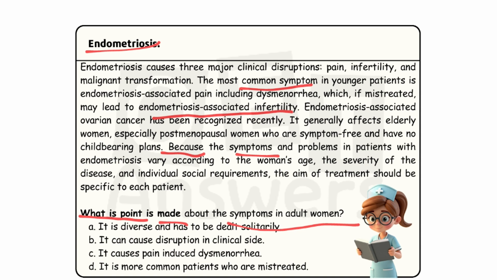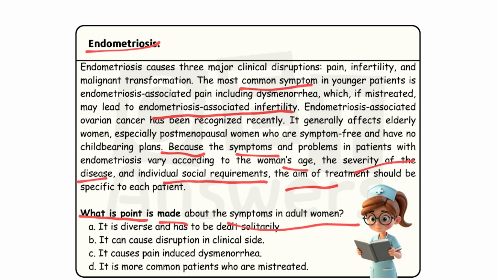Then coming to our current paragraph, because the symptoms and problems in patients with endometriosis vary according to women's age. These are the factors: women's age, severity of disease, and individual social requirements. So these three things vary from each person. And the last line is that the aim of treatment should be specific to each patient. So symptoms will also vary and the treatment will be very specific, not common, not general.